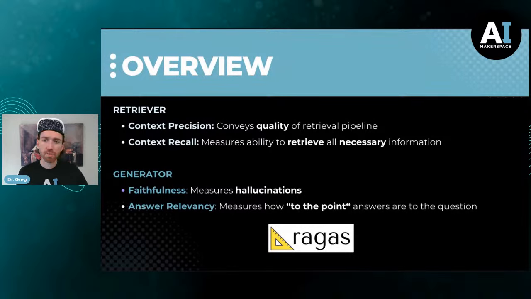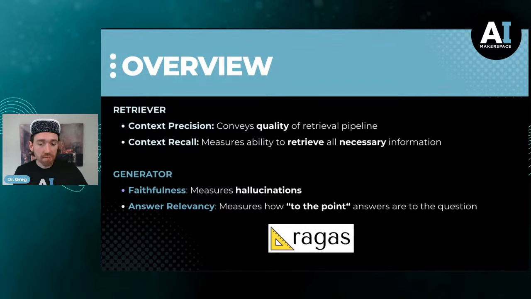Context precision is conveying this high-level quality idea, right? Not too much redundant info, but not too much left out. Context recall is measuring our ability to retrieve all of the necessary or relevant information. Faithfulness is trying to help us avoid hallucinations. And answer relevancy is, am I to the point here? Am I very, very relevant to the question that was asked? Or am I going off on a tangent here?